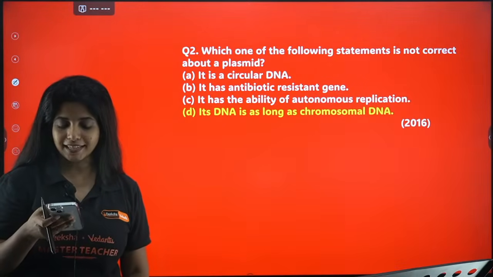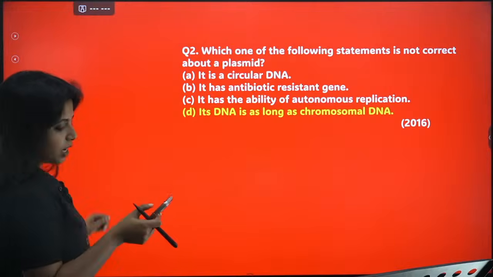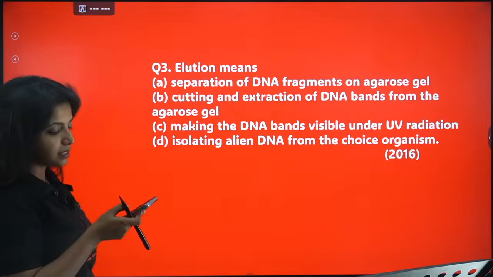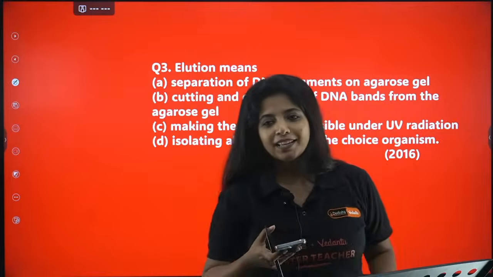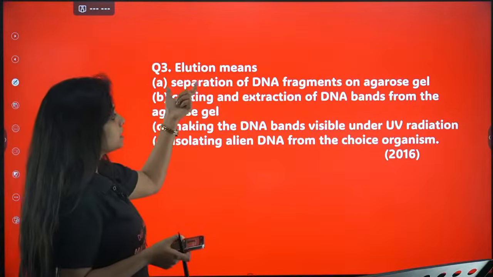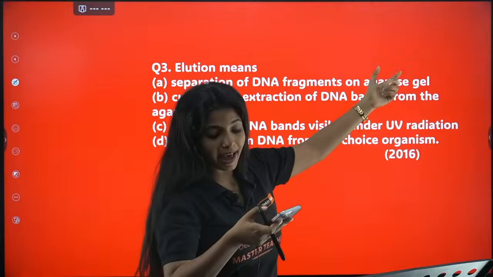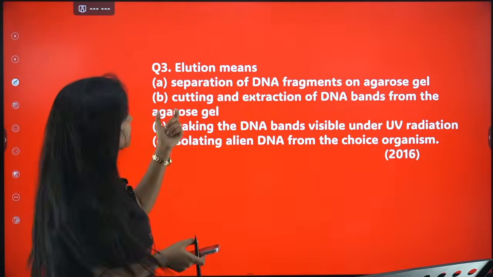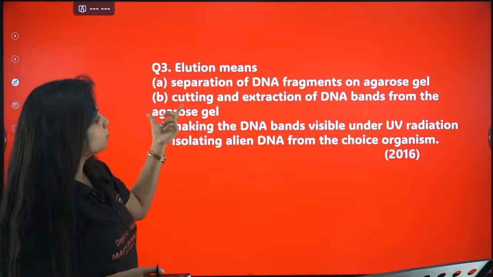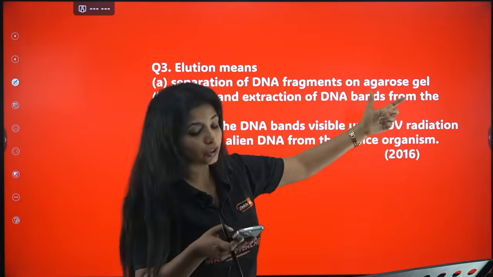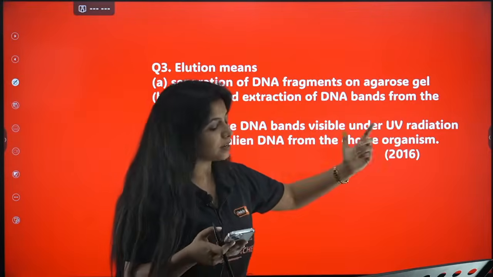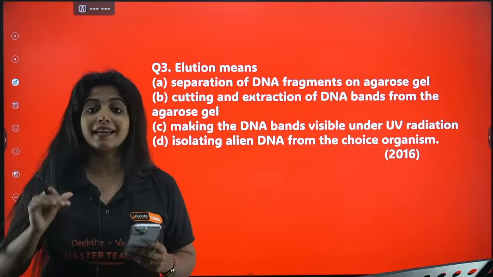I hope that's clear. Now going ahead with the next question, I am expecting you guys to answer these questions. So elution, what do you mean by elution is the next question. It means separation of DNA fragments on agarose gel. It means cutting and extraction of DNA bands from the agarose gel. It means making the DNA bands visible under UV radiation, or it means isolating alien DNA from the choice organism. What do you mean by elution?